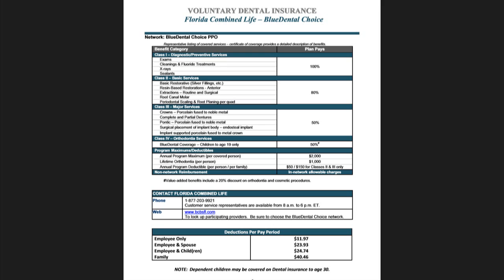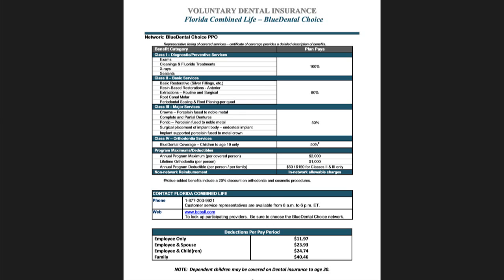And then finally, a helpful suggestion, if your dentist advises you that you have to have any basic or major services performed, you can ask them to submit a predetermination to Florida Combined Life so that you know ahead of time exactly what the plan will cover, what the estimate of the charges is, and what your responsibility towards those charges will be.